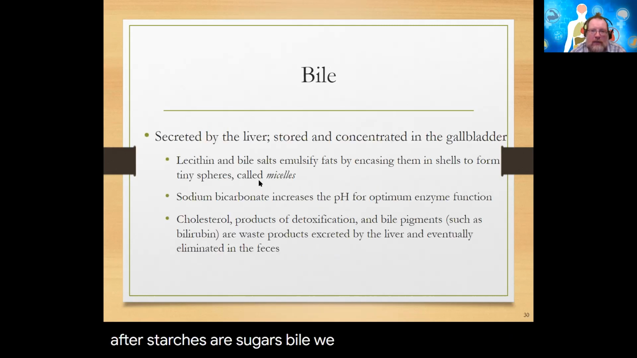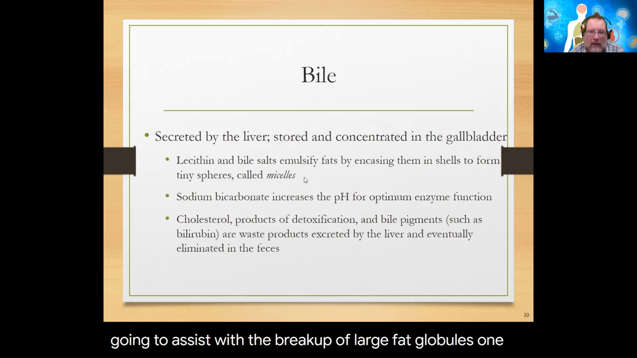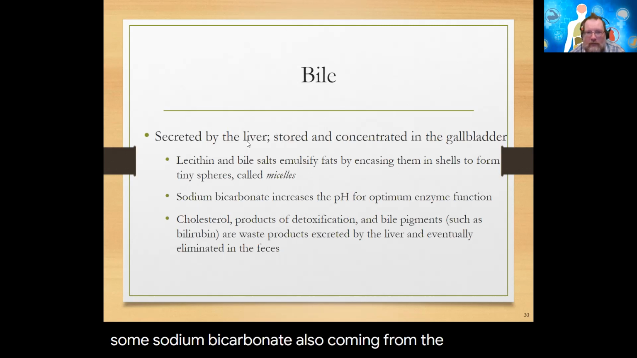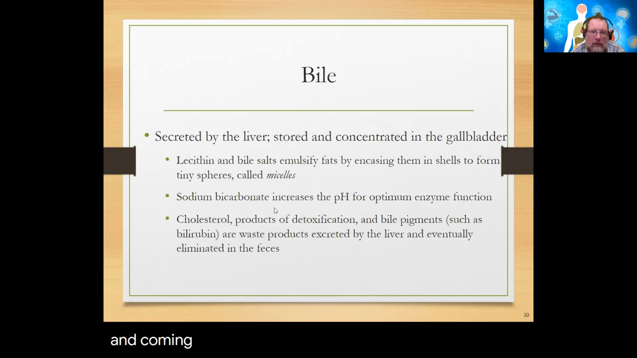Bile, we looked at a little bit ago. Again, lecithin and bile salts primarily. We associate those as forming little spheres or micelles. These little micelles, again, are going to assist with the breakup of large fat globules once we add a little bit of lipase to the mix. Okay, and then we have some sodium bicarbonate also coming from within bile and coming from the liver.